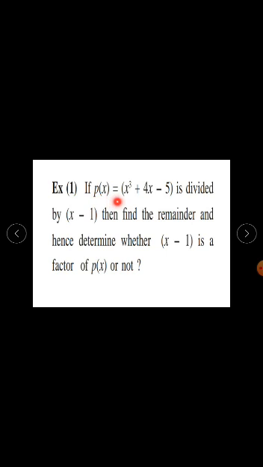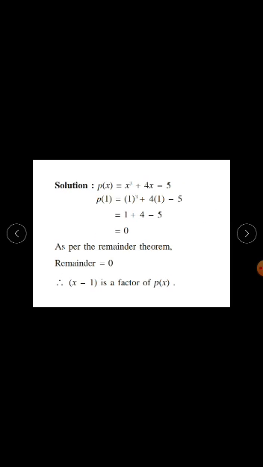If p of x equal to x cube plus 4x minus 5 is divided by x minus 1, this is your dividend polynomial and this is your divisor polynomial. Find the remainder and hence determine whether x minus 1 is a factor of p of x or not. Solution.